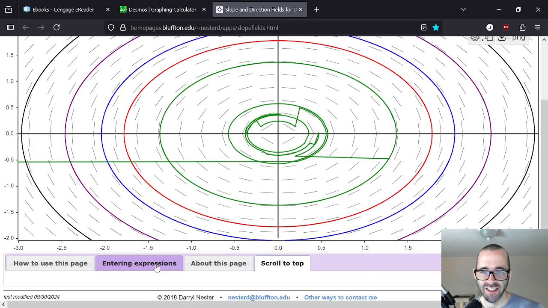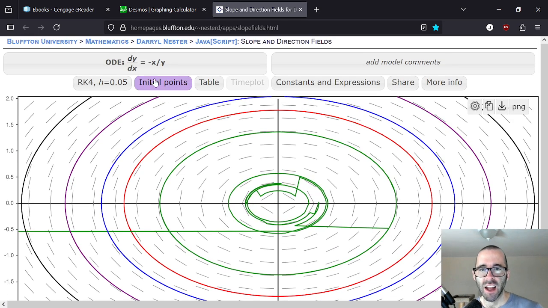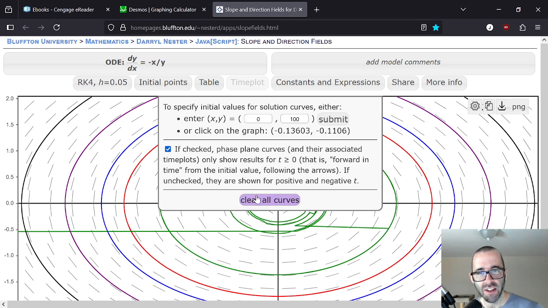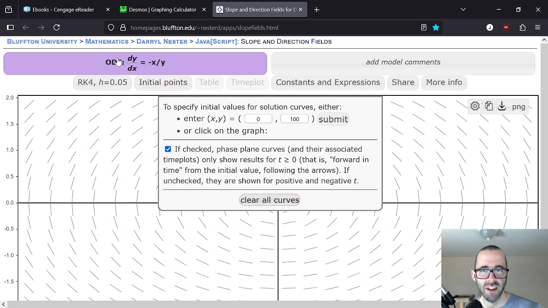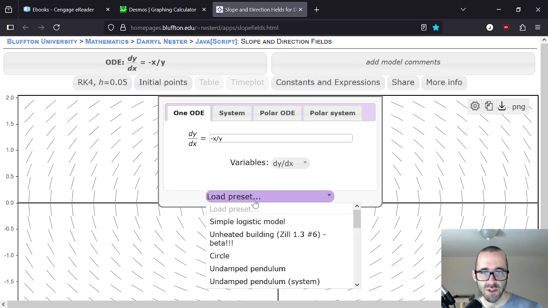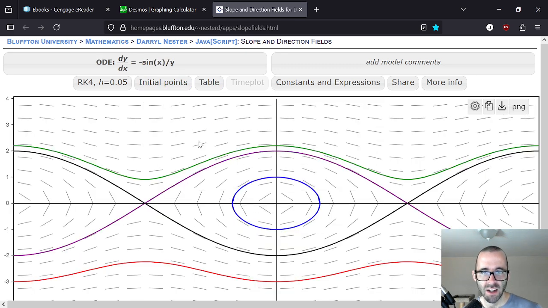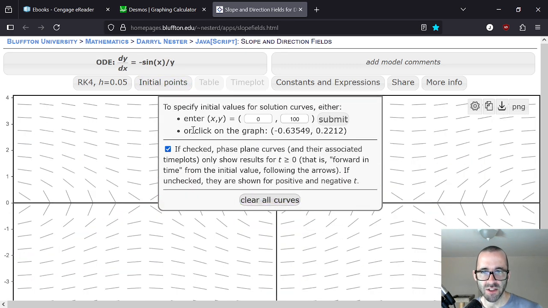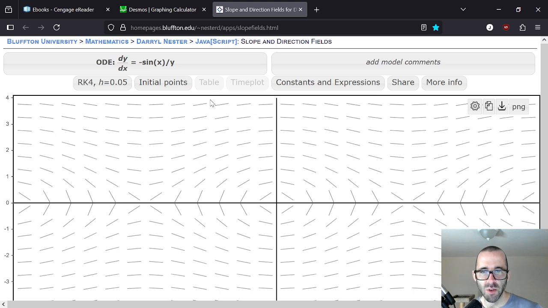And you can read the about and this information. He does talk about some bugs that happen. Oh yeah, Daryl Nestor, thank you. Also, I found out that to clear everything, go to initial points and you can clear. Then go to the ODE, choose another preset. And again, let's clear some of these extra ones and see if we know what it might look like. And again, you can see this curve here that outlines this middle thing.